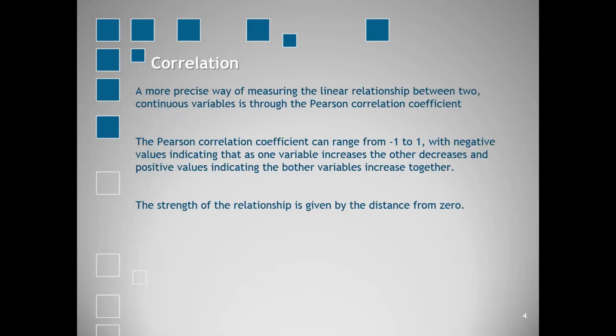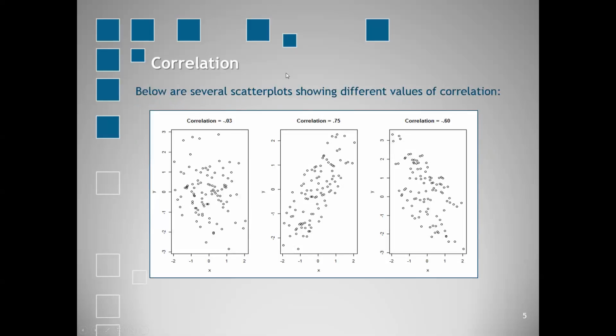The scatter plot showing the relationship between height and weight would have a positive correlation because both increase together, while the scatter plot showing the relationship between wait time and patient satisfaction would have a negative correlation because as wait time increases, patient satisfaction decreases. The strength of the relationship is given by the distance from zero. That is, correlations close to 1 or -1 indicate a very strong relationship, while a correlation close to 0 indicates no relationship between the two variables.